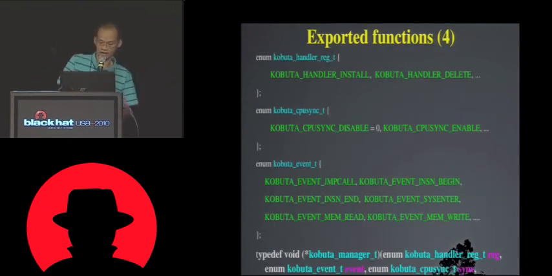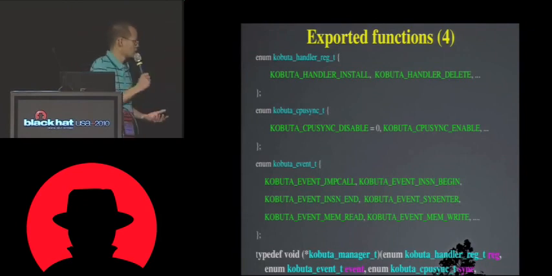Here's how the manager function is organized. You can see that at the bottom. The manager function is just a function pointer that takes 3 values. You need to know that you want to install or delete the instrumentation hook.